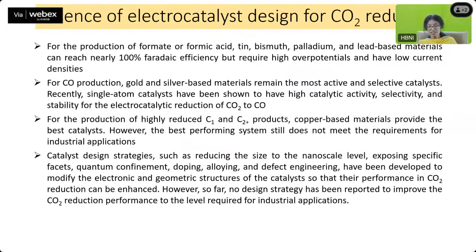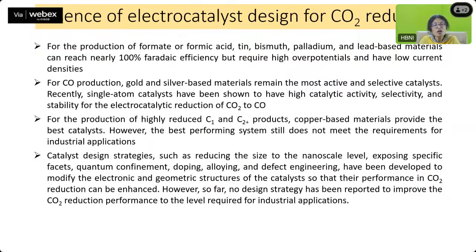So what is the essence of electrocatalyst design for CO2 reduction? When you are using it for production of formate or formic acid, tin, bismuth, palladium, and lead-based materials can reach almost 100% Faradaic efficiency. But the problem is that they require higher overpotentials and they have low current density. So that is the problem. So obviously, you have to work around with these materials. These materials are anyway established materials, but now you have to work around with them so that you have low overpotential and a higher current density.